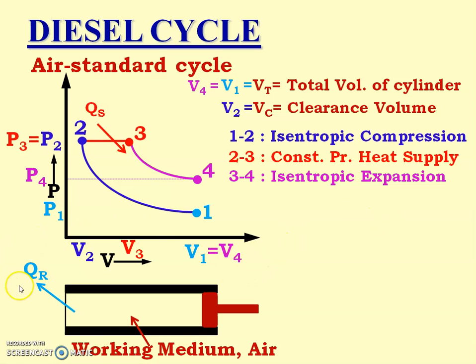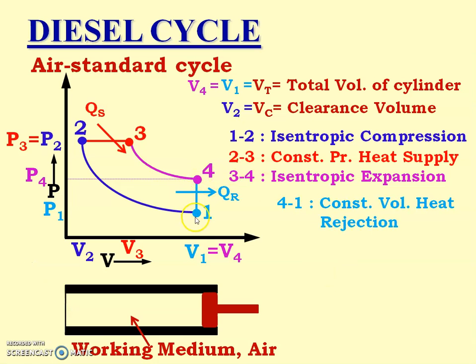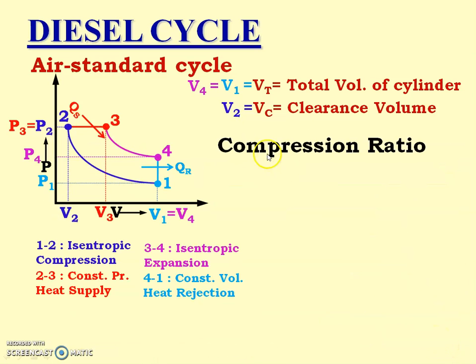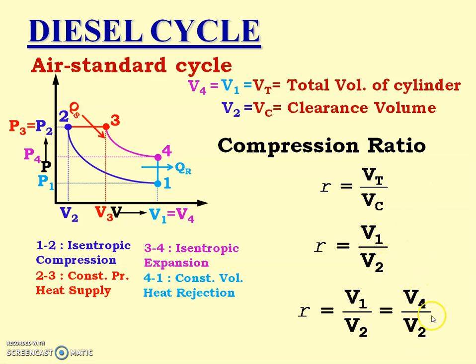Finally the heat is rejected from the working medium, but the volume of the working medium does not change, and it follows the process 4 to 1, known as the constant volume heat rejection process, and due to that V1 is equal to V4. Now R, that is the compression ratio, is Vt by Vc. Vt is V1 or V4 and Vc is V2. So we can write R is equal to V1 by V2, that is equal to V4 by V2. So that is one ratio, the compression ratio.